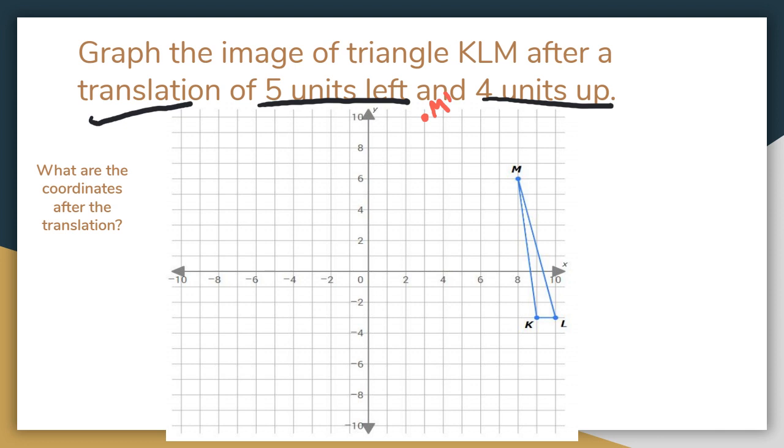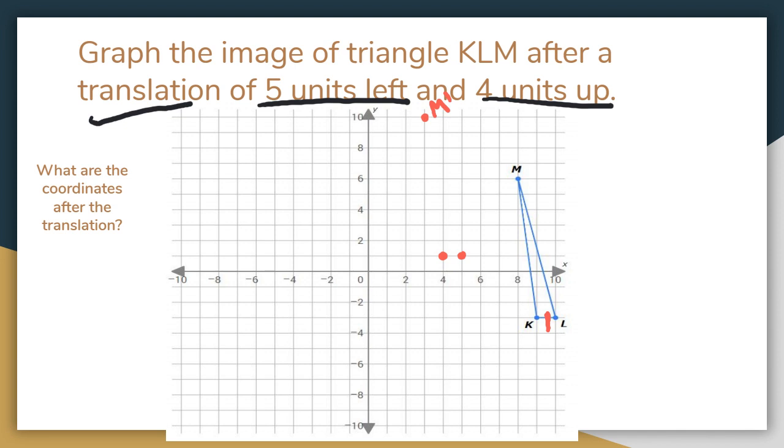And then I'm going to do the same thing for K. I'm going to go over to the left 5 units, 1, 2, 3, 4, 5, and then I'm going to go up 4 units, 1, 2, 3, 4. I'm going to plot my point right here. Then for L, instead of doing the same thing, I can see that K and L are only 1 distance apart, so I'm just going to go 1 over and put my point there.